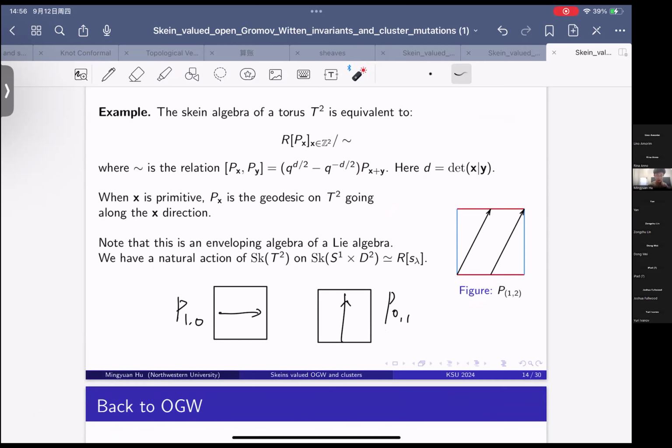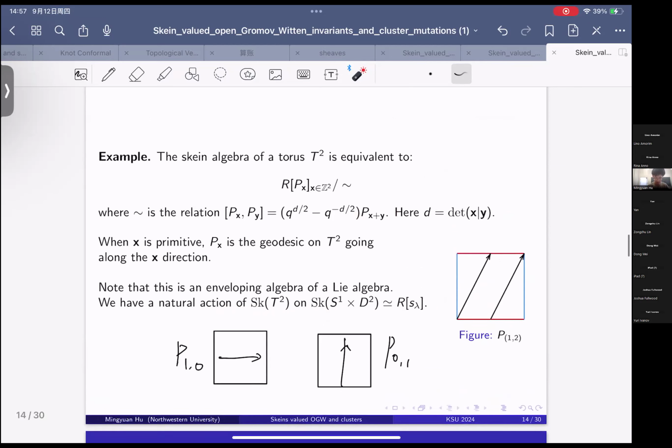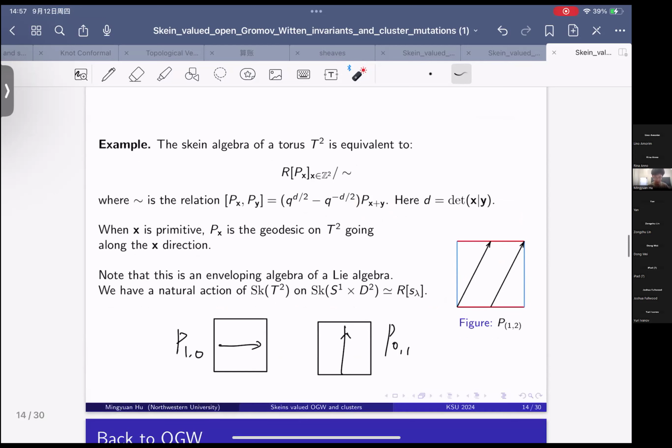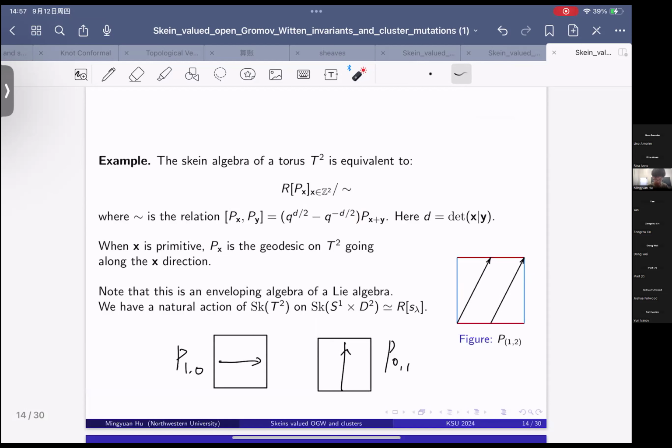Note that this is actually the enveloping algebra of a Lie algebra, and we have a representation given by geometry. You can write this down by formula, but this is constructed by topological geometry. What's the Lie algebra? It's infinite dimensional, but it's not Heisenberg. The Lie algebra is just the Lie algebra generated by these P_x. So there is no better description.